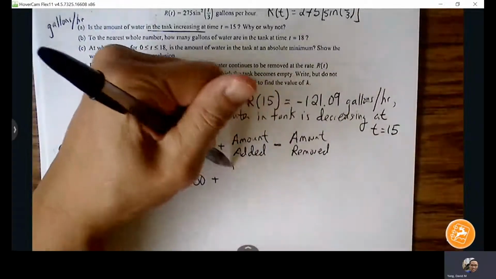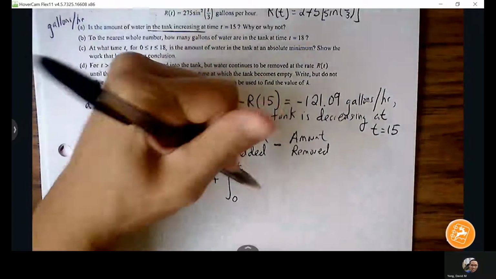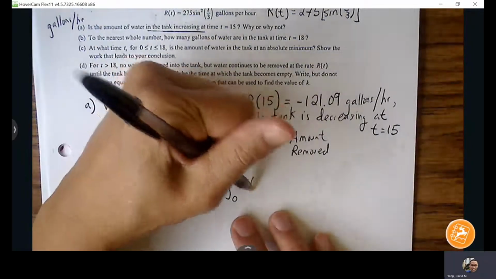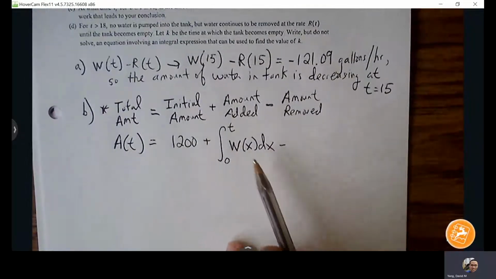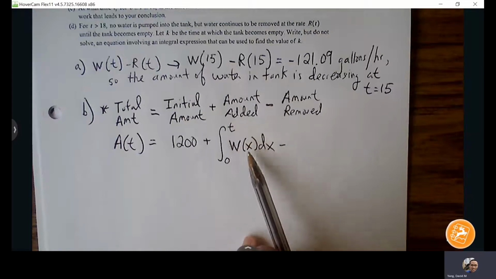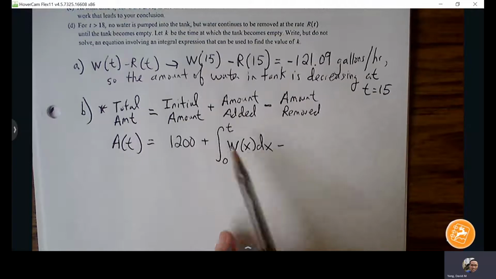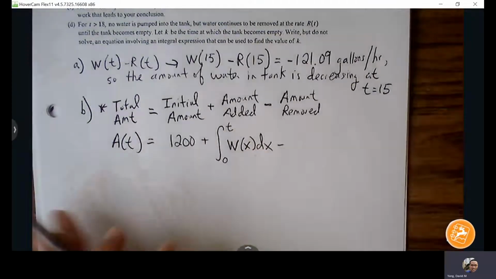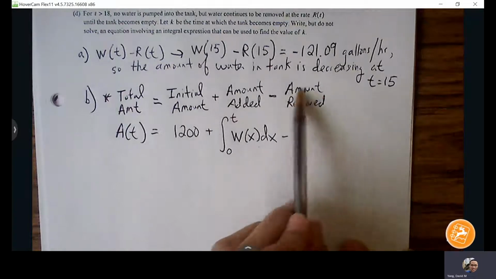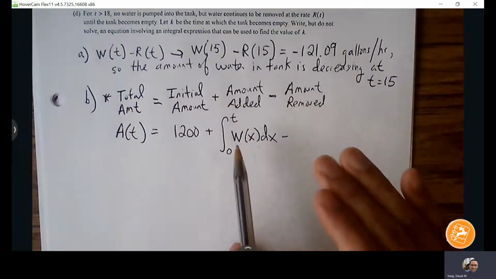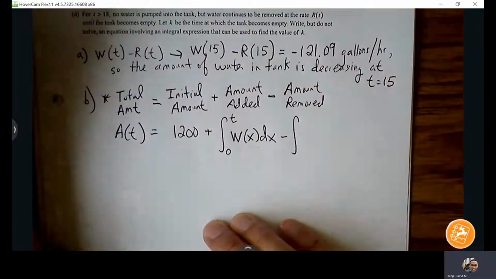So I need to do the integral from 0 to t of W of t. Now we'll use W of x. It's a little bit cleaner here because then there's no conflict of variables. We can actually plug this variable into this variable, so W of x. But we're referring to the same function. We're just giving a slightly different name so that the t will be able to insert itself in. Minus the amount removed. So the amount removed is also in terms of gallons. We want to make that gallons per hour to rise up in terms of gallons. So integral of R of x.